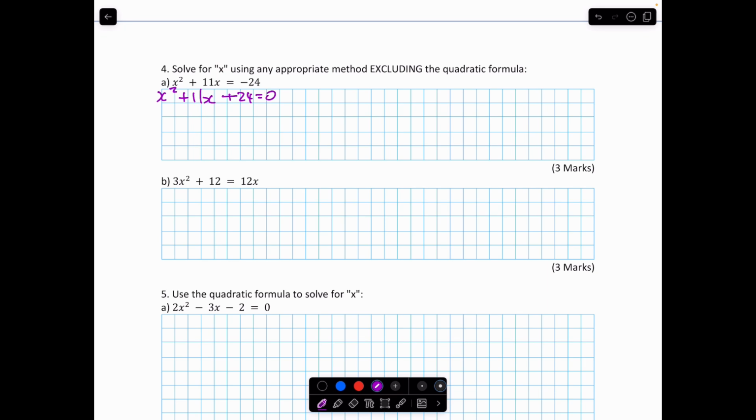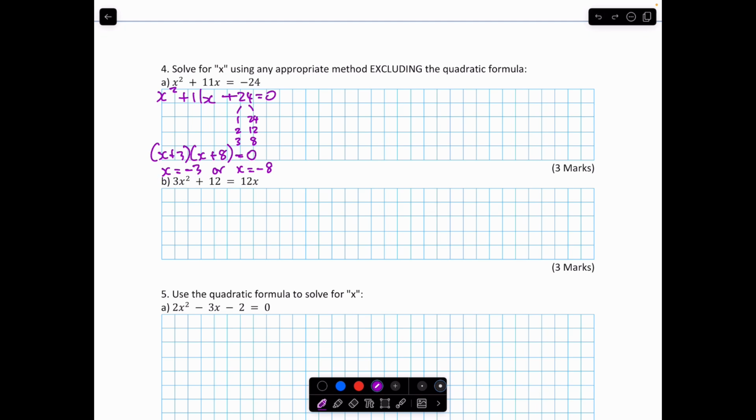So solving the proper way. No common factors across all, not difference between two squares, not perfect squares, sum and product. 1, 24, 2, 12, 3 and 8 is going to get me 11. So it's going to be x plus 3, x plus 8 equals 0. So x is going to be negative 3, or x is going to be negative 8.